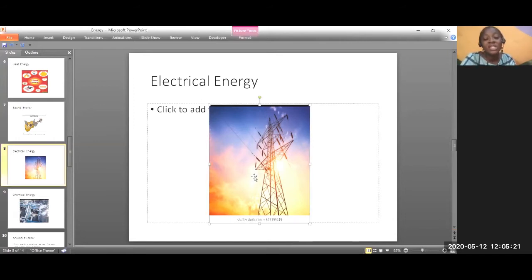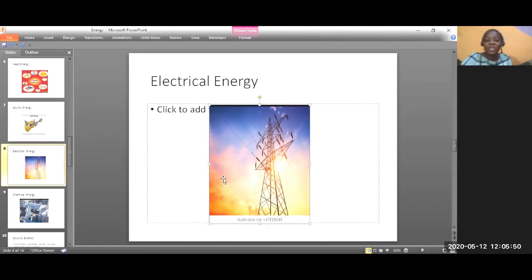Do you know what this thing is called? This is a power line. Yes, a power line. That is what brings electrical light from the source to the pole that is in front of your house. This power line gets the electrical energy and passes it to your own pole in front of your house. Then it now enters your house.